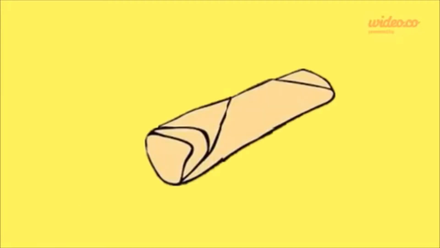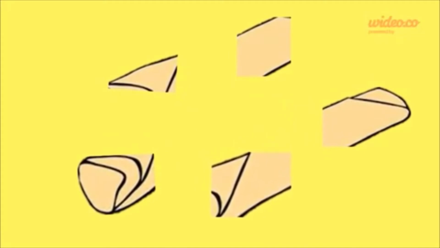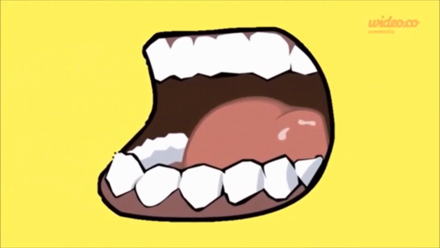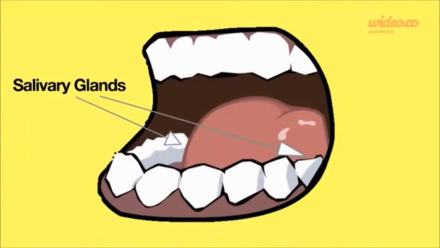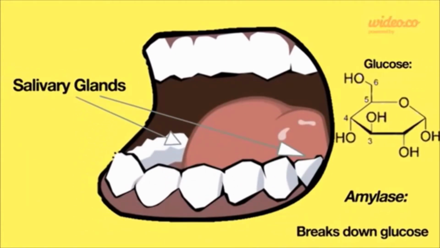Okay, first step, chewing. Chewing breaks up the food to create more surface area for the enzymes to break down the substrate. This starts in the mouth. Saliva secreted from the salivary glands has amylase, which is an enzyme that breaks down glucose units found in carbohydrates.